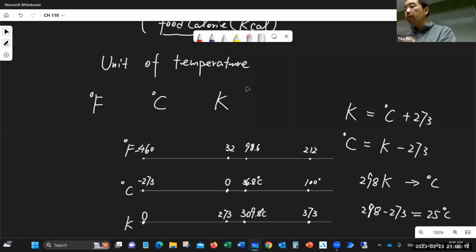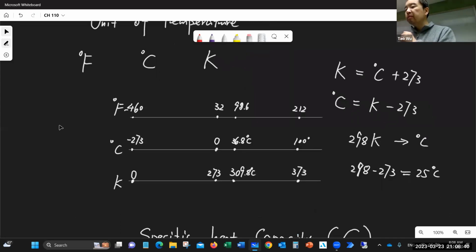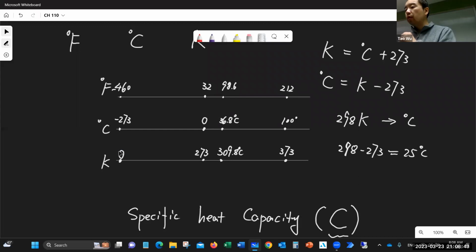Then the unit of temperature, unit conversion. Most of the time, we're just looking at Kelvin to Celsius, Celsius to Kelvin. Kelvin is always bigger than Celsius, the number is always bigger. So Celsius plus 273, then you get Kelvin. Kelvin subtract 273 will be Celsius. And Kelvin does have an absolute zero. That zero is absolute zero. At this temperature, nothing can move, including the atoms and molecules.